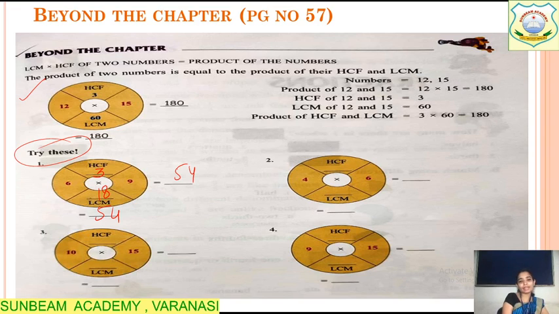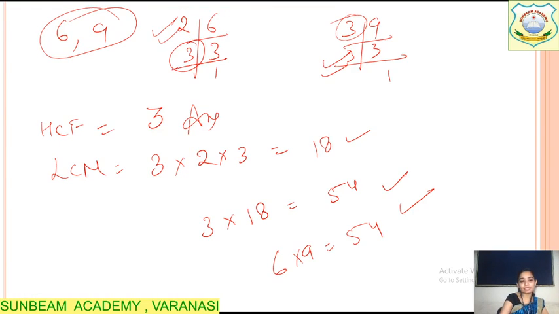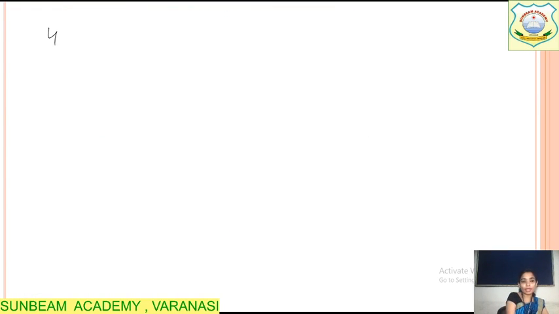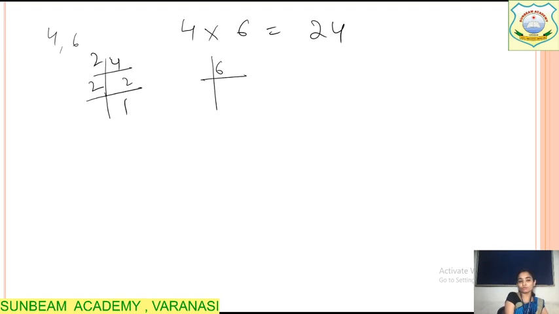Let me change the ink color. Now let's do the next one. 4 and 6. So 4 and 6. सबसे पहले हम इनको मल्टीप्लाई करेंगे. 4 6s are 24. Now find out the HCF and LCM. 2 2s are 4, 2 1s are 2. Clear? Then 2 3s are 6, 3 1s are 3.